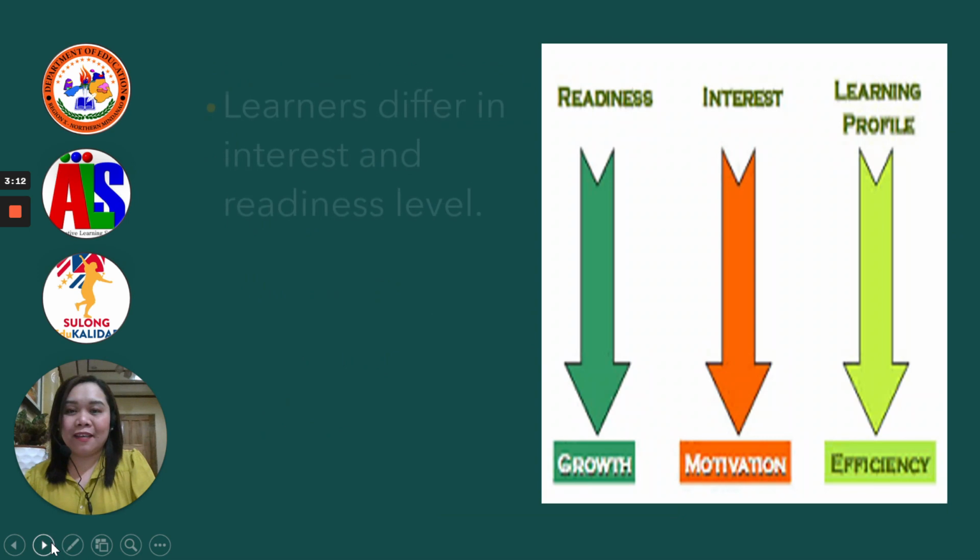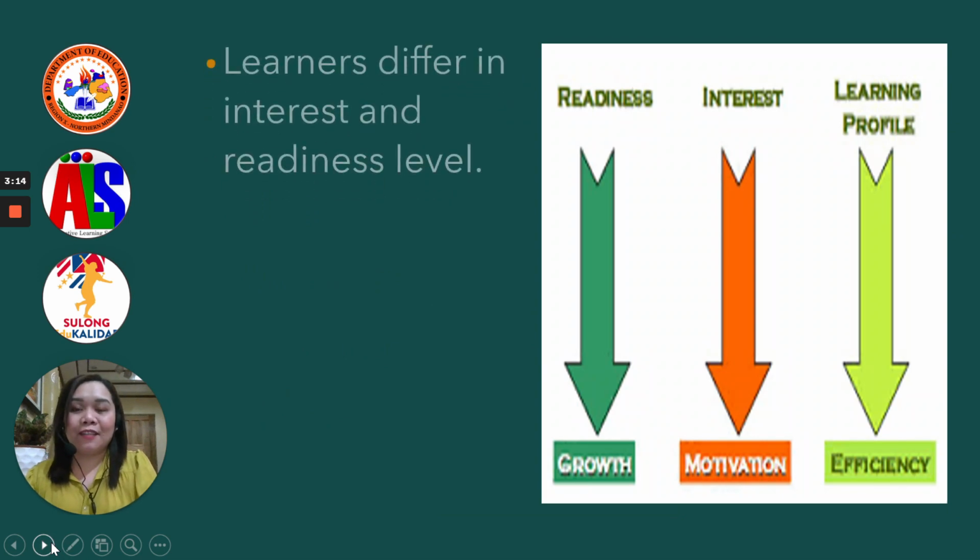Another reason is that learners differ in interest and readiness level. It is a fact that our ALS learners vary in readiness level. Some say they are high school dropouts, but when we assess them, it turns out that their readiness level is elementary. They also have different interests, and if you are able to discover it, it will be a good motivation for them to learn effectively.